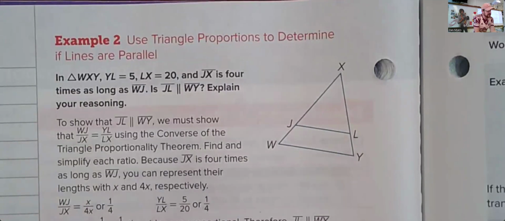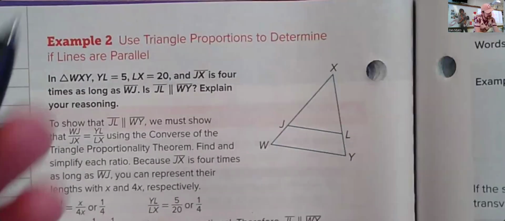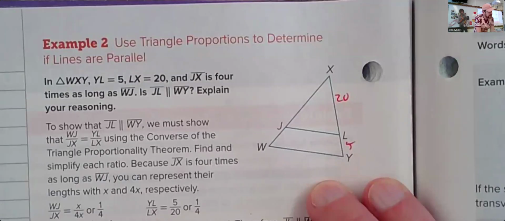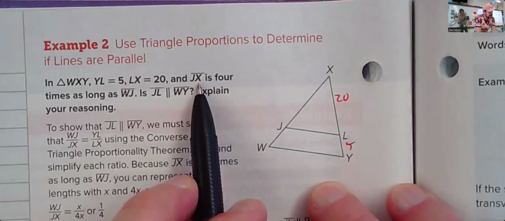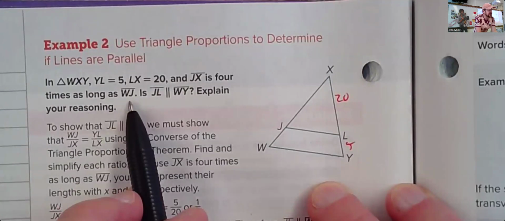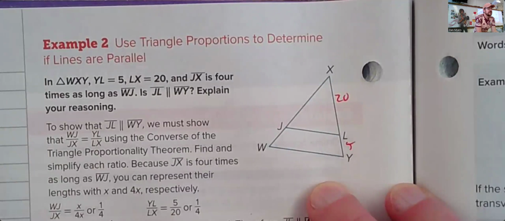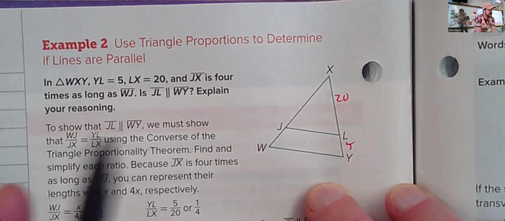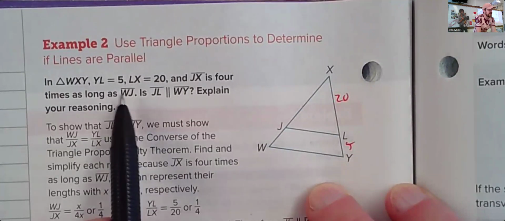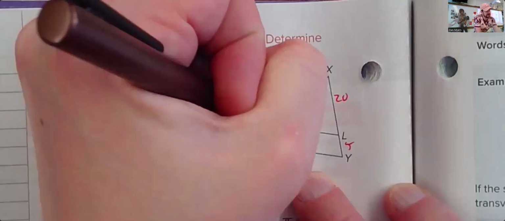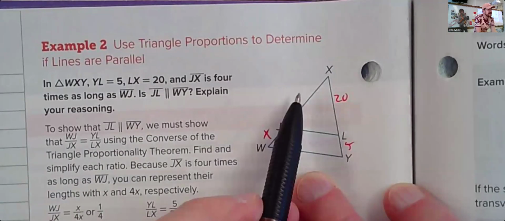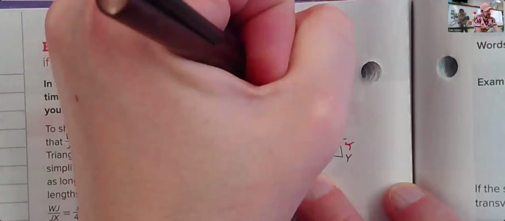In WXY, the length of YL is 5. The length of LX is 20. JX is 4 times as long as WJ. Anytime it relates something to smaller and larger, the smaller one should be your variable by itself. So if JX is 4 times as long as WJ, that means WJ is the shorter one of those two. That should be your variable x. JX is 4 times as long as that, which is 4x.